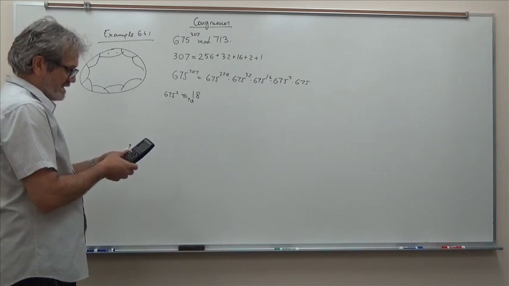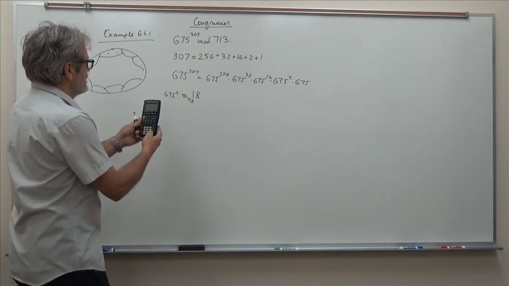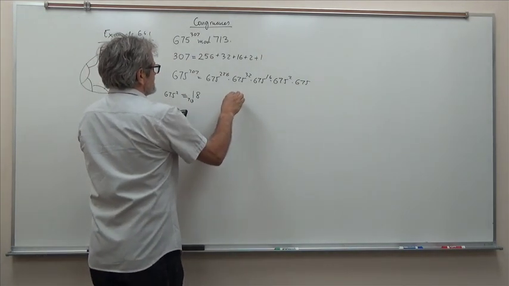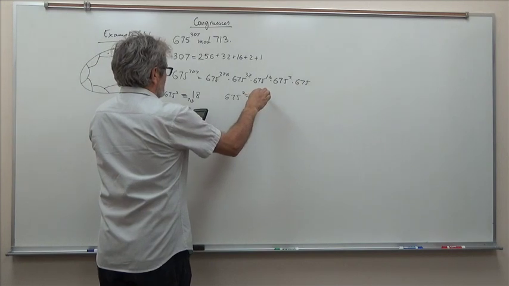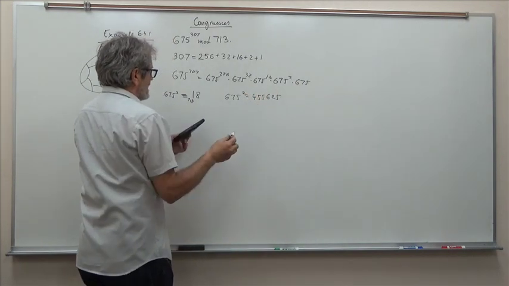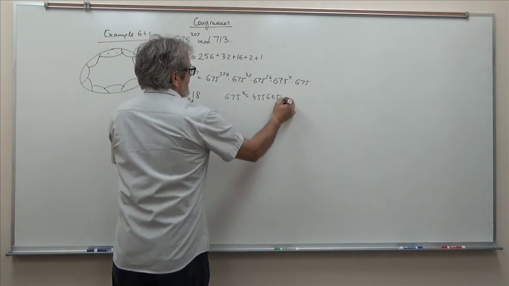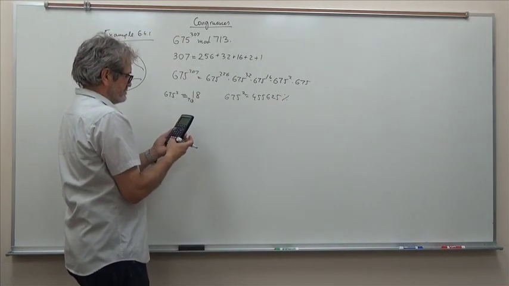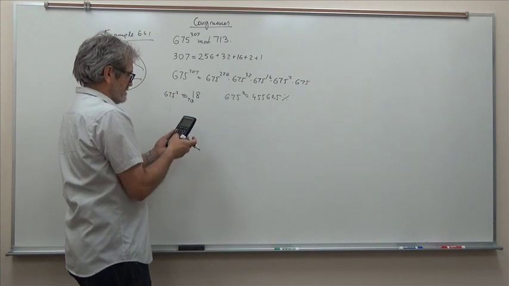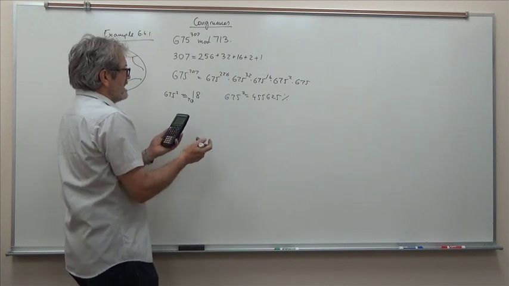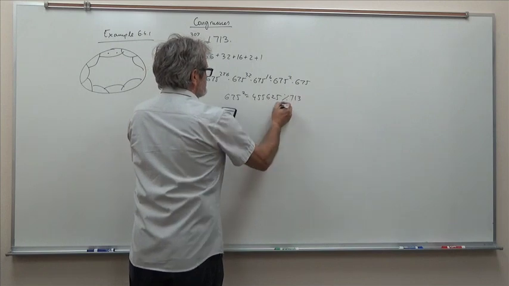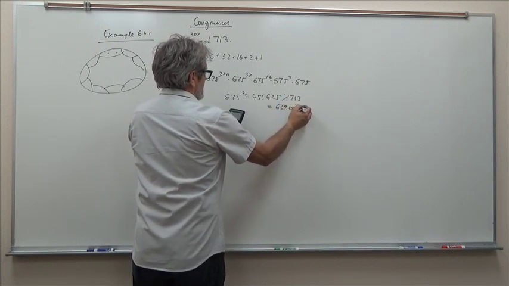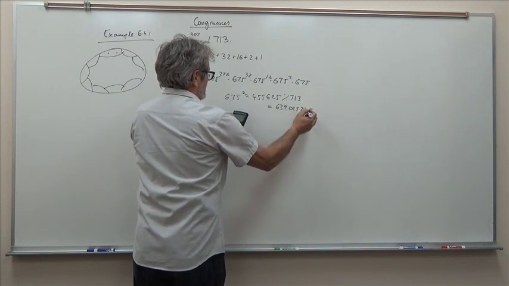I take 675, I raise it to the square, and I get some number. 675 squared is 455,625. Then I divide that by 713, and I get 639.025245, something like that.